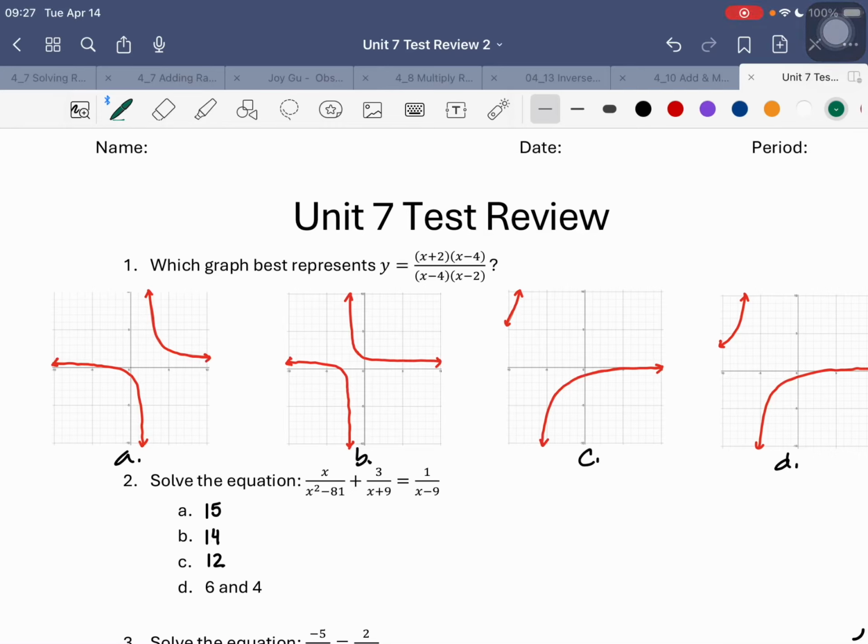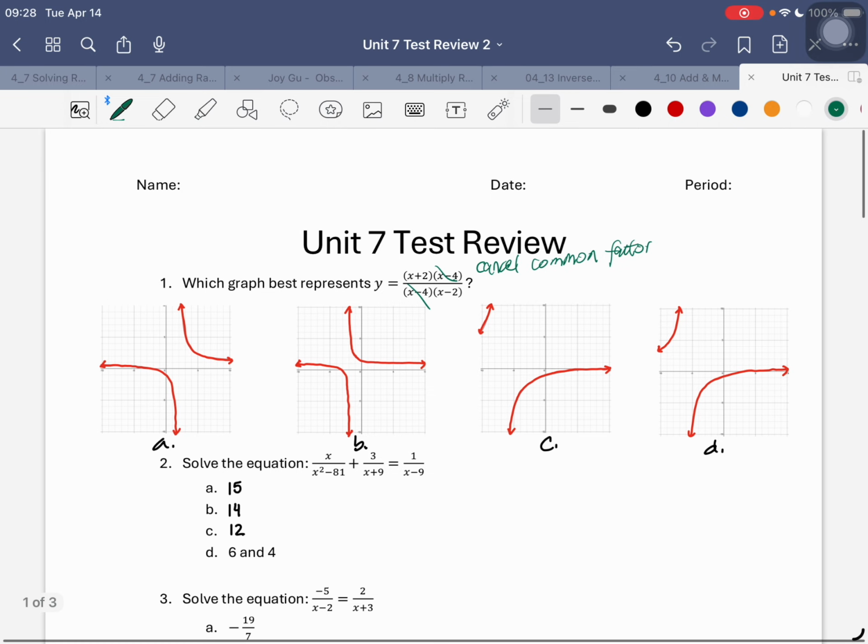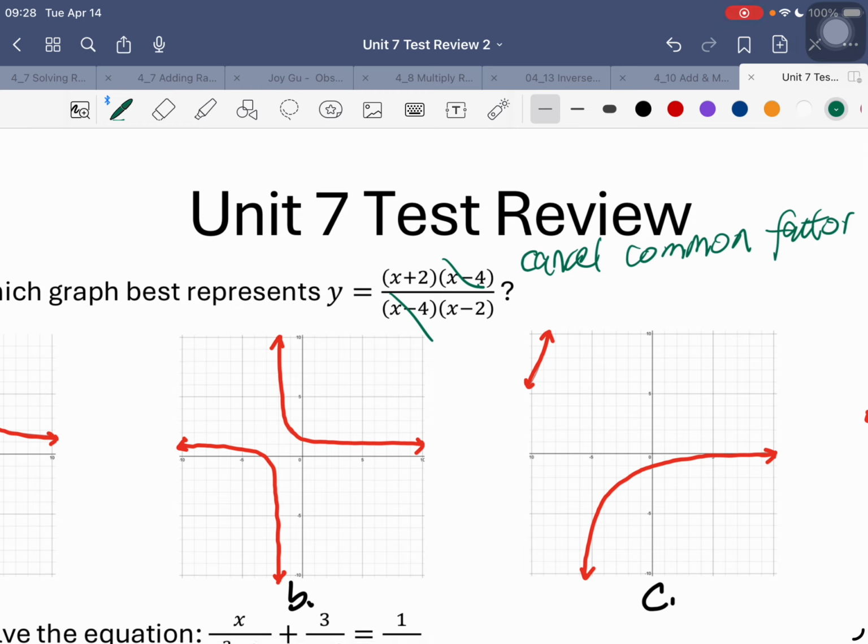Unit 7 test review. The first question is we need to find the function to graph. So let's look at this function. We have common factors. So first thing, we need to cancel the common factor. The common factor is x plus 4, x minus 4. When we cancel the common factor, it becomes x plus 2 on the top, and then x minus 4 on the bottom.